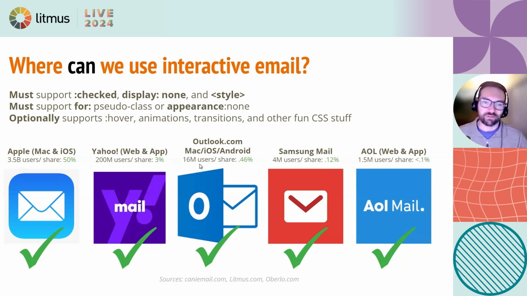Optionally, things like hover, animations, and transitions, other CSS fun stuff is great to have, but not necessary for the interactions themselves to work. So we've got support in all Apple inboxes. That gives us about 50% market share. And then we can include Yahoo, Outlook.com, as well as Outlook on all the mobile devices, and Samsung Mail, and the AOL web and app.